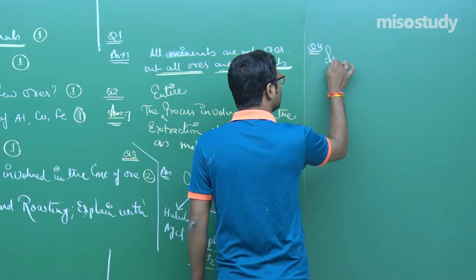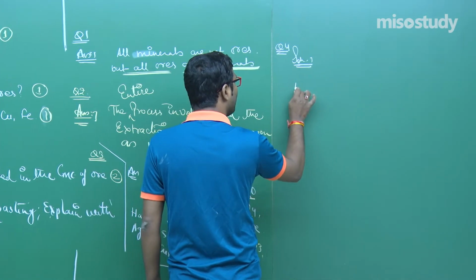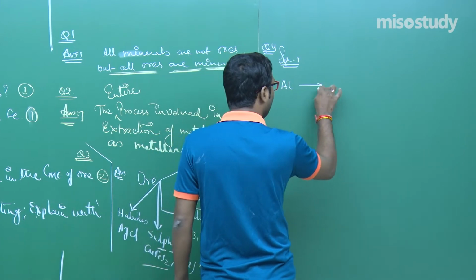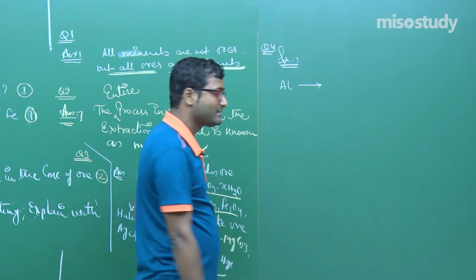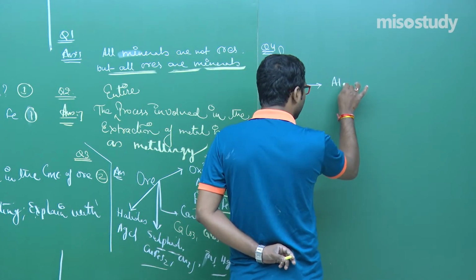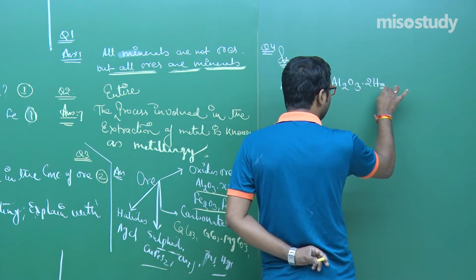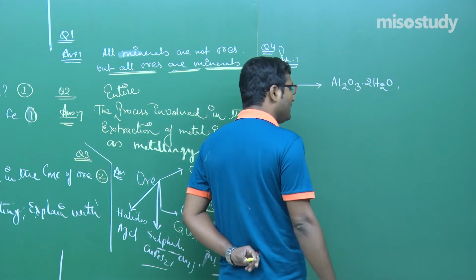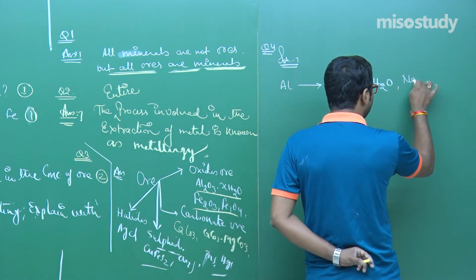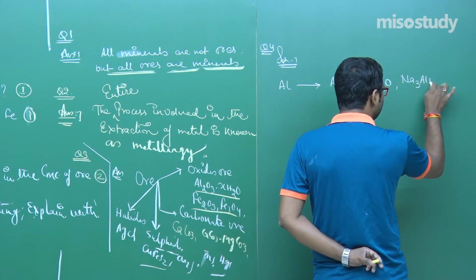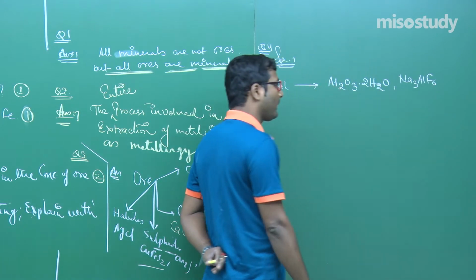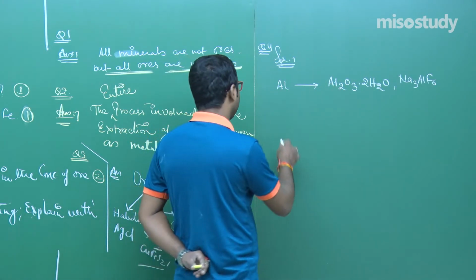How to solve the question? The solution here, that is the ores of aluminium. We know that is bauxite, Al2O3·xH2O, in books given Al2O3·2H2O, cryolite Na3AlF6. Clear to you? These are the two important ores.